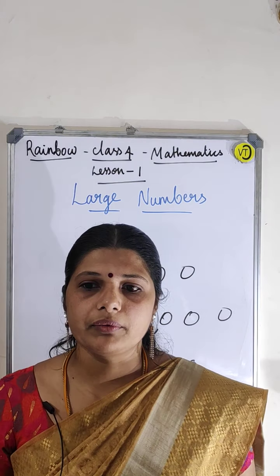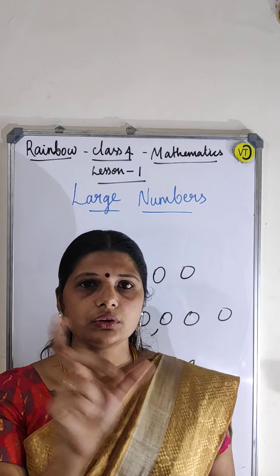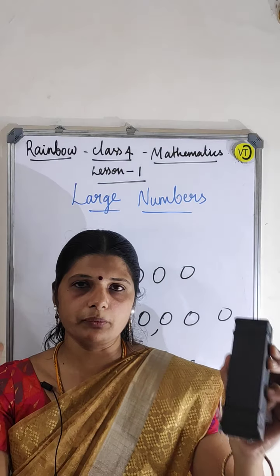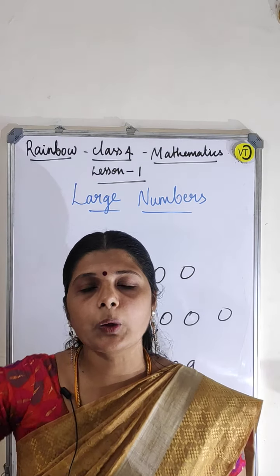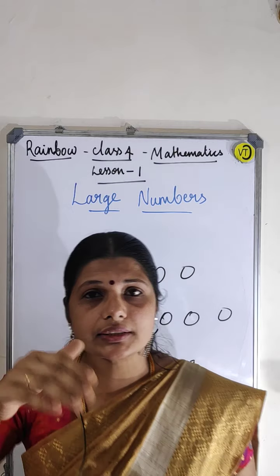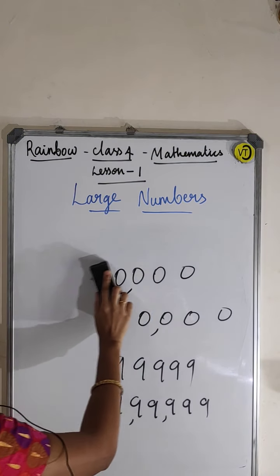Okay, now tell me, if two numbers are given, how many numbers are in between? What are the numbers in between? How can you do it?